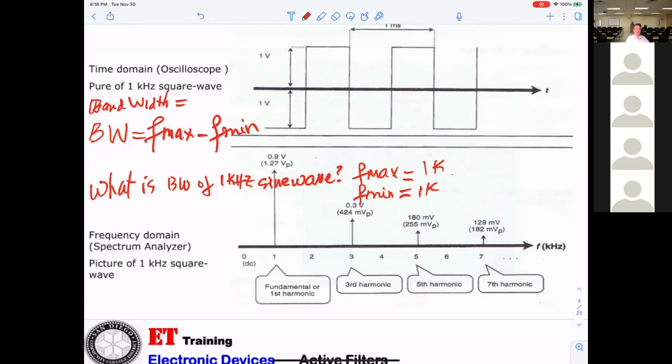So that's why the answer will be 0. Very simple thing: an oscilloscope using the time domain, you cannot get any bandwidth. Bandwidth is the difference between a maximum frequency and a minimum frequency, not the time. That's a tricky question.